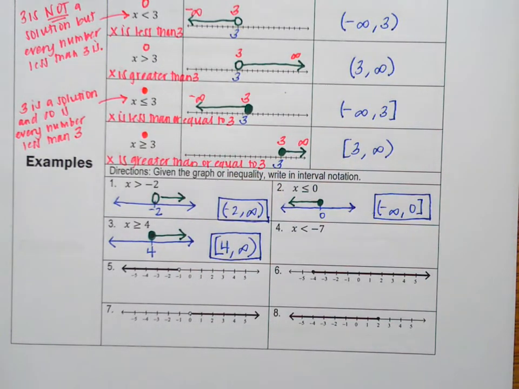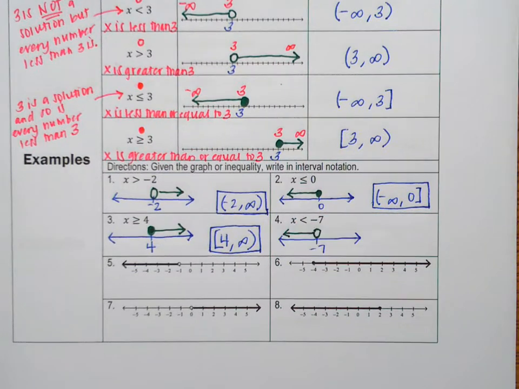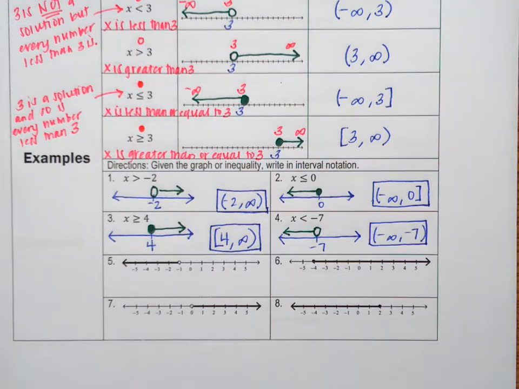Okay, so what I want you guys to do on 4 is start by graphing your problem. So pause me and graph number 4. Your graph should look something like that. So it's going in the negative direction. It's an open circle because it's not "or equal to." And then what I want you guys to do from there is write it in interval notation.